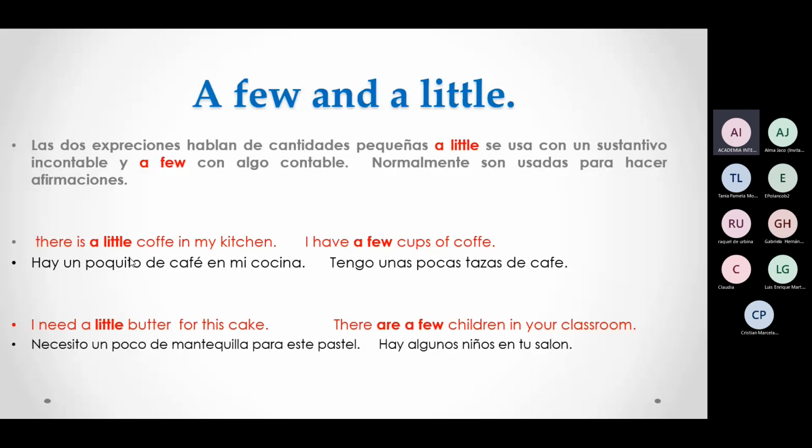So that's why it's correct if I use a few, si uso el cuantificador a few. ¿Y cómo lo podríamos interpretar? Veamos. Hay un poquito de café en mi cocina. And the next one, tengo unas pocas tazas de café. O algunas, también lo podríamos decir. Tengo algunas tazas de café o tengo unas pocas tazas de café.